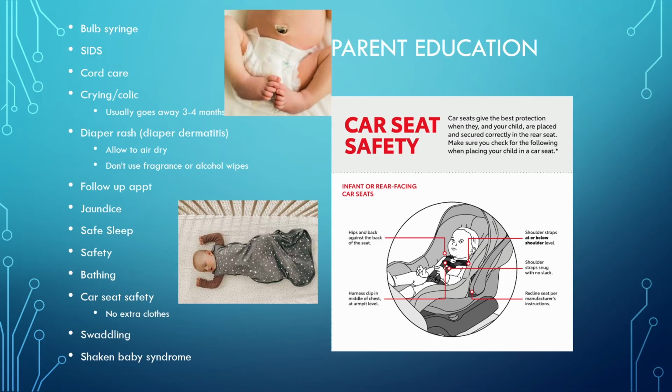Talk to them about how to take care of the cord. They don't need to do anything for the cord. They don't need to put alcohol or anything on it. It will just fall off on its own. You can tell them, though, to try to tuck the diaper underneath it and no clothes on it so it doesn't irritate it at all.